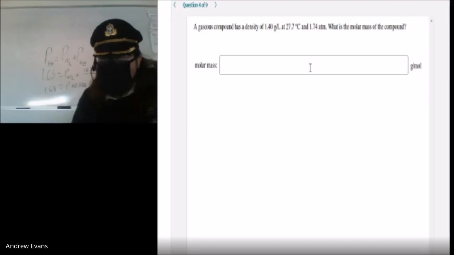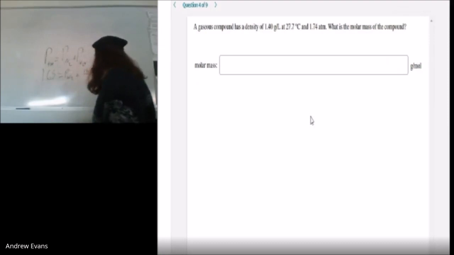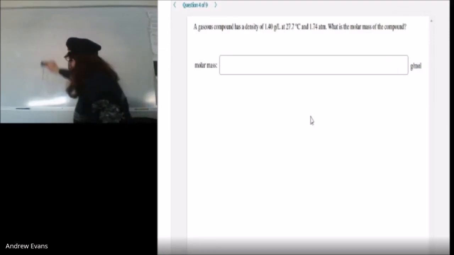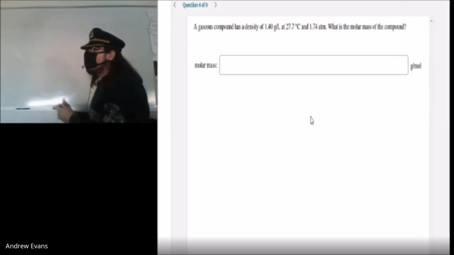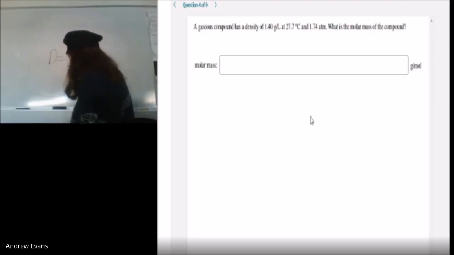Okay, this one is a standard density problem, and they ask you for the molar mass. The equation for these types of problems, it's the only one that includes density and molar mass in it: density equals pressure times molar mass over RT.